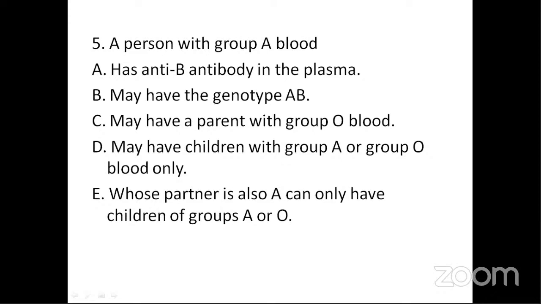Next, may have children with group A or group O blood only. It is false because B or AB are possible depending on the partner's genes. Okay. Next, last option is whose partner is also A can only have children of groups A or O. This is true. In this case, neither parent has the B gene. Okay. In this question, A, C, and E are true.